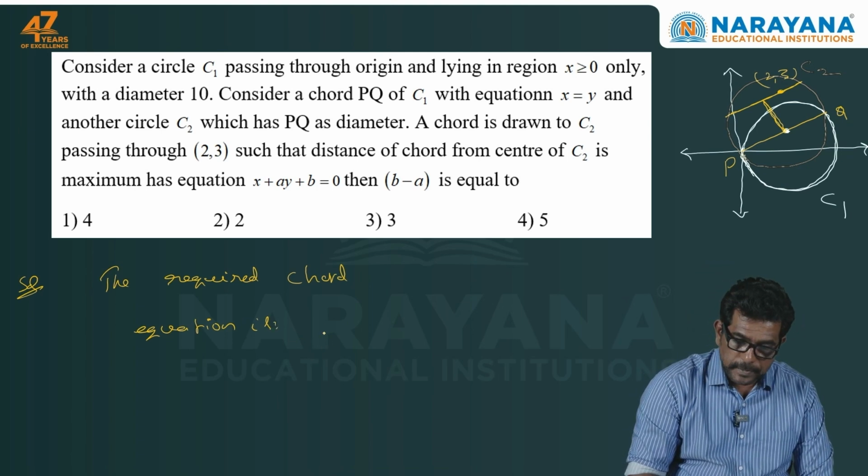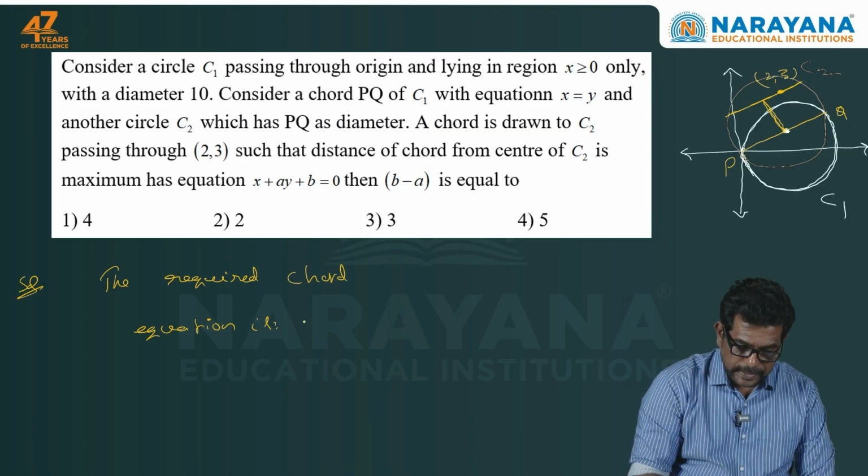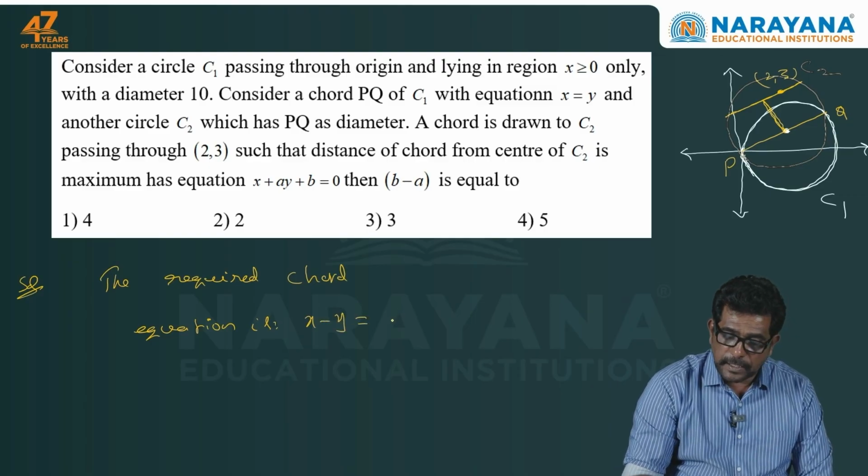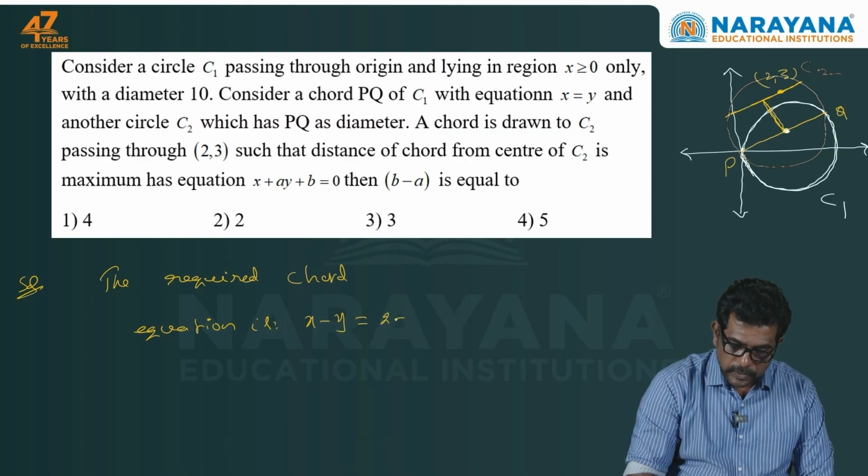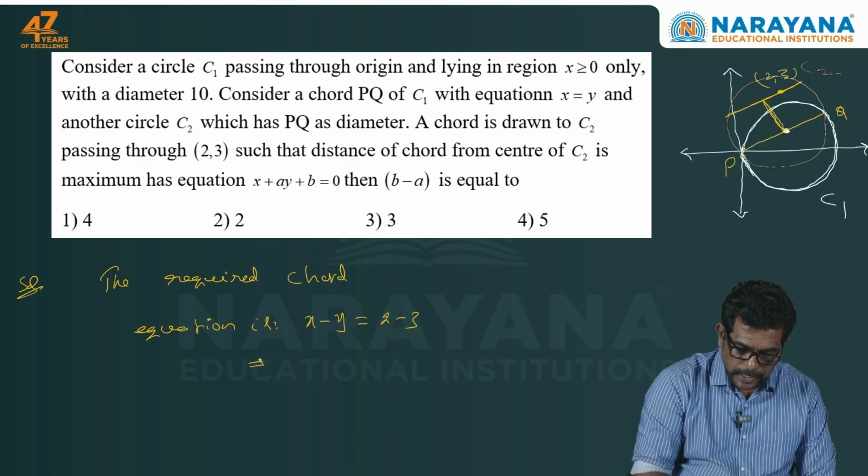Parallel to the PQ line, as we know that the PQ line equation is y is equal to x. That is, x minus y is equal to a constant, and it is passing through the point (2, 3). That means it becomes 2 minus 3. So the equation of the required chord is x minus y plus 1 is equal to 0.